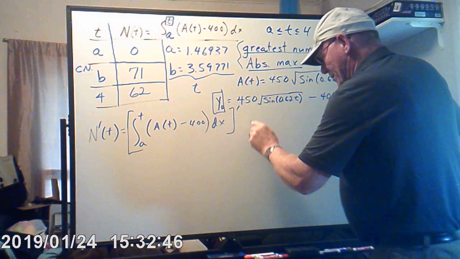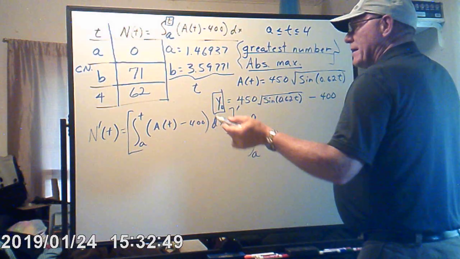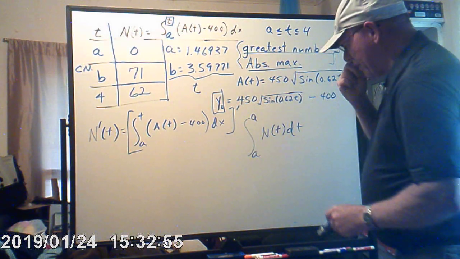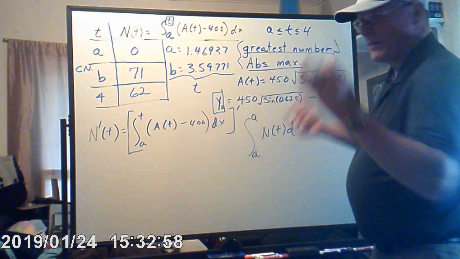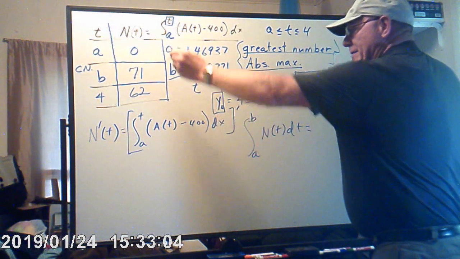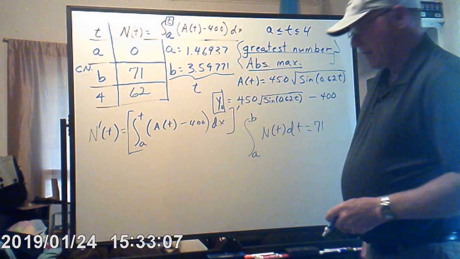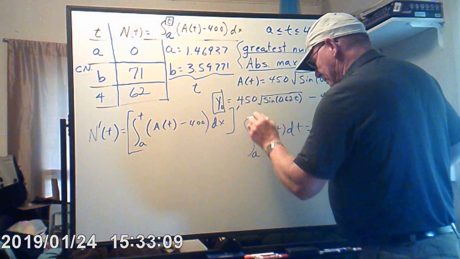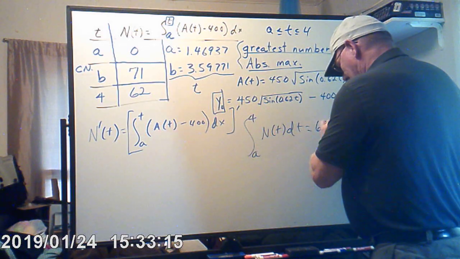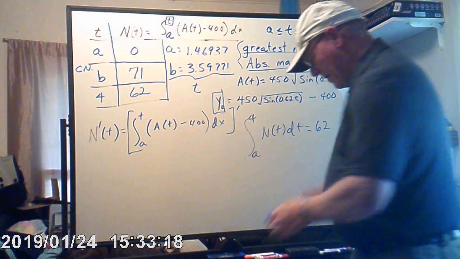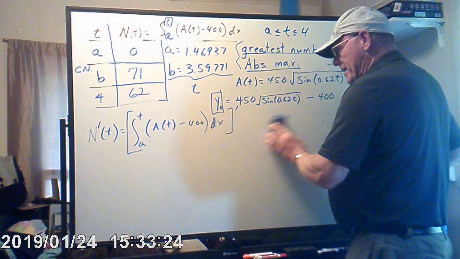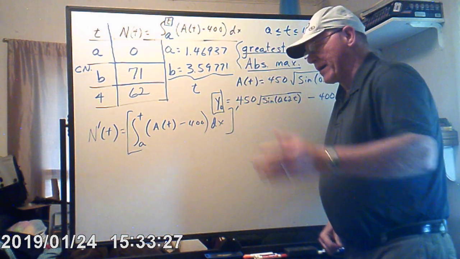That's what we did when we went from A to A in A at T dt. So we got 0 on that first one, remember? And then we went from A to B, and I'm going to put down what we got, rounded up, 71. And then we went from A to 4, the other endpoint, and we got something like 62. That's the three that you've got to check out, and again, you do that with a calculator.